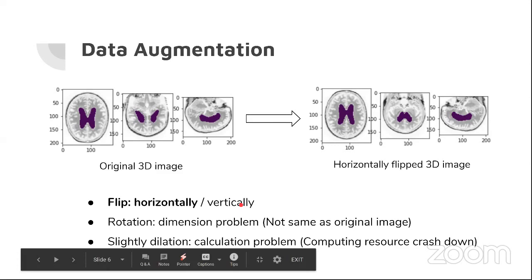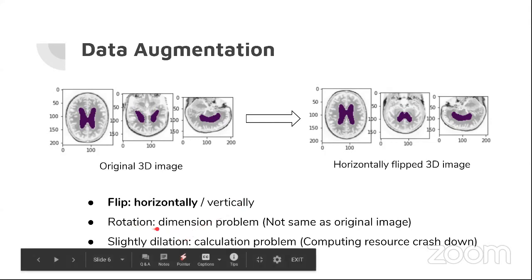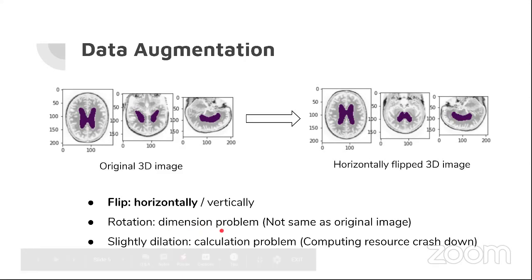For the rotation, Yakun and I tried to rotate one sample by 90 degrees, but we found that the dimension of the array was changing. However, for training the network, we must keep the input arrays aligned. So we decided not to choose this way.